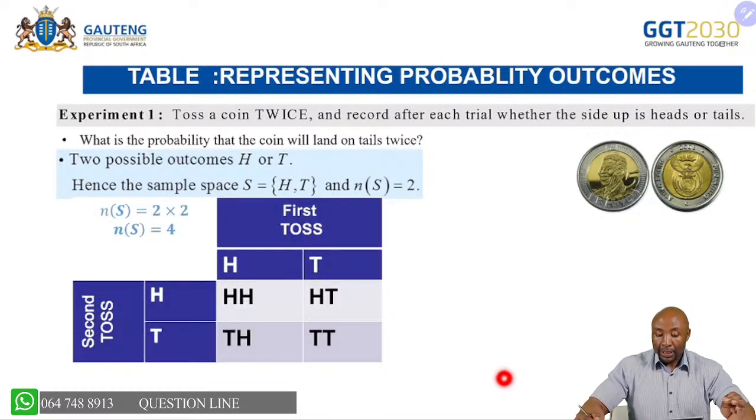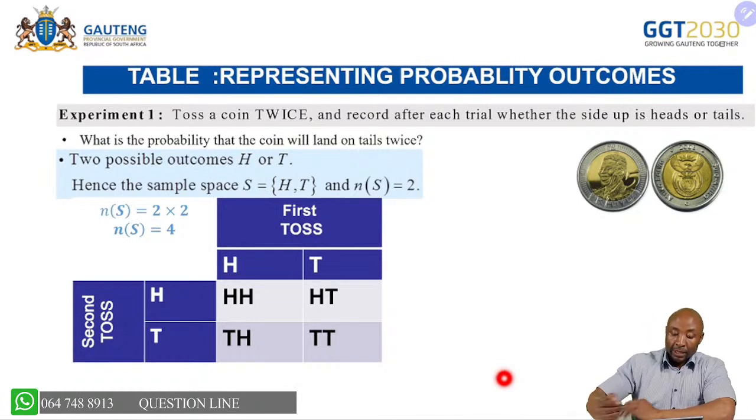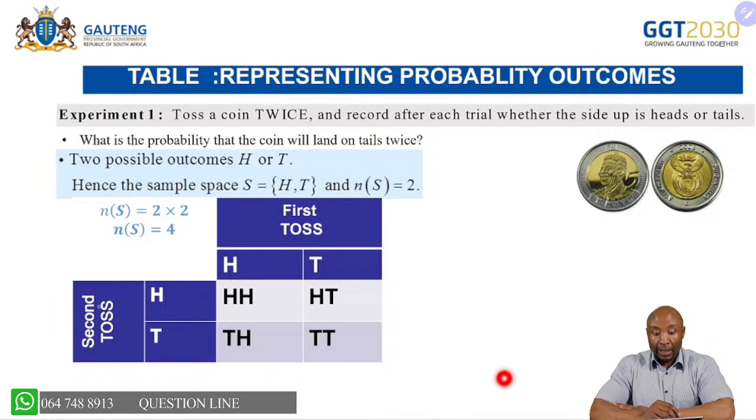So I can create a table like that. First toss, I can either get a head or a tail. The second toss, I've written underneath. So it means on the first toss, I get a head, and on the second toss, I get a head. I write both of them on the same first toss, second toss. There is the intersection of my outcomes. First toss, I get a head, then a tail, they will intersect there. And then I can either get tails and tails like that.